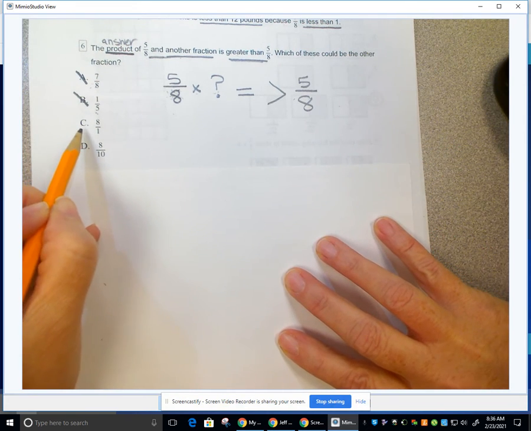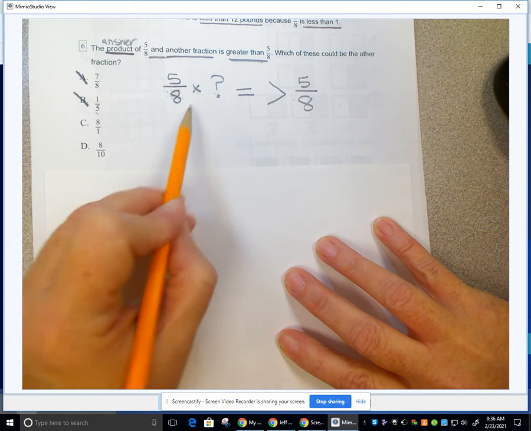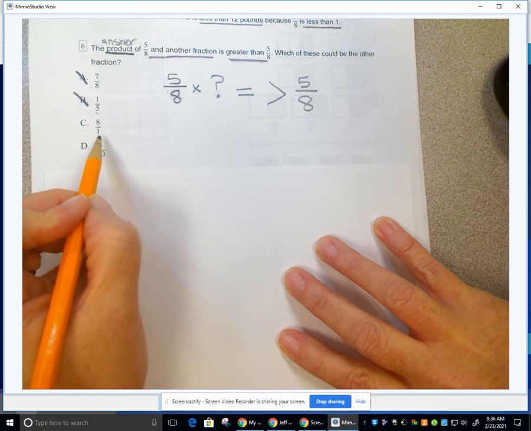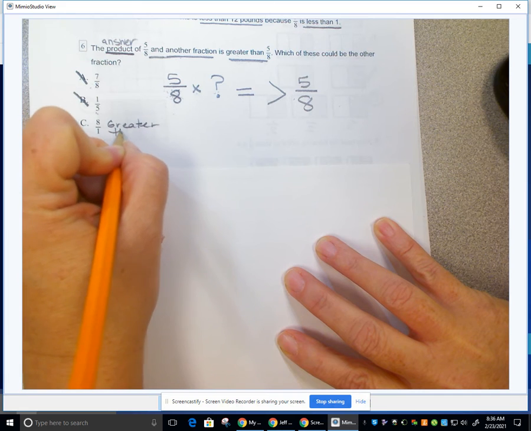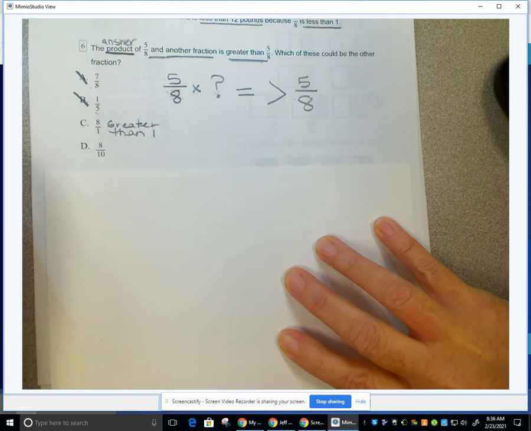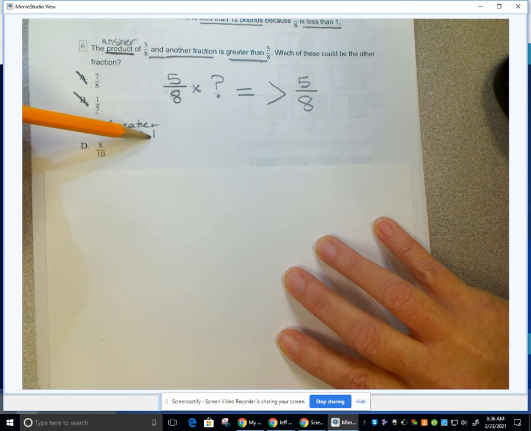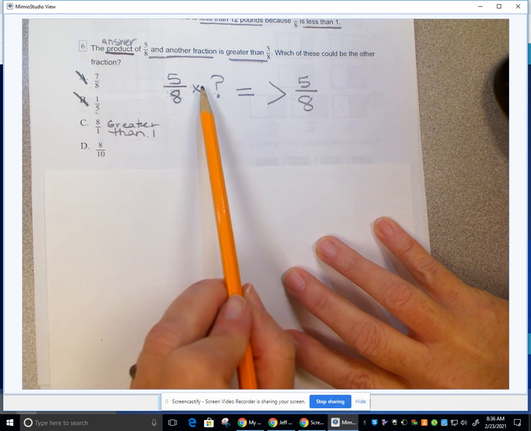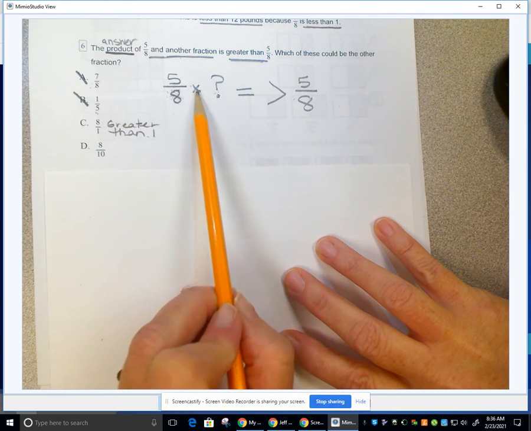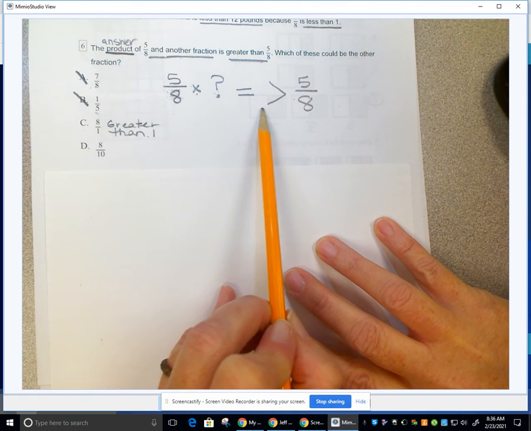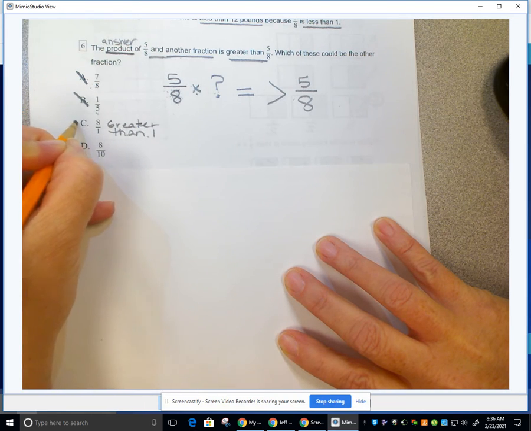All right, look at this one. 5/8 times 8/1. Now, this is greater than 1. So that means I'm multiplying 5/8 times a number or a fraction greater than 1. So if I was multiplying it by 1, it would equal 5/8. But if I'm doing 5/8 times a number greater than 1, that means my answer will be greater than 5/8. So I might want this one.